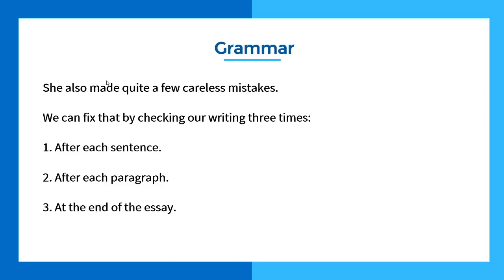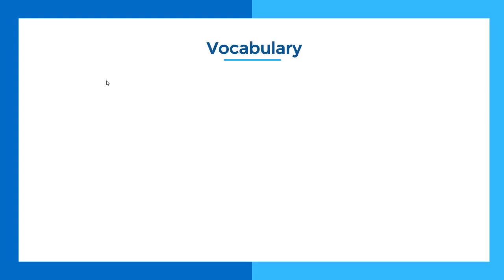We help her fix this by checking her writing 3 times. After each sentence, read the sentence. Did you make any mistakes? If you did, correct them. At the end of each paragraph, read that paragraph. Any mistakes, fix them. And then at the end of the essay, read the whole essay. Any mistakes, fix them. And this dramatically improved her performance in grammar. She went from making a mistake in nearly every sentence to only making 1 or 2 mistakes in the whole essay. Vocabulary. So her vocabulary was really already at a 7 or above.